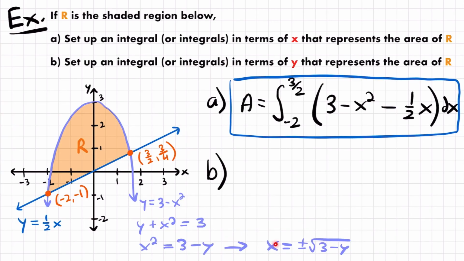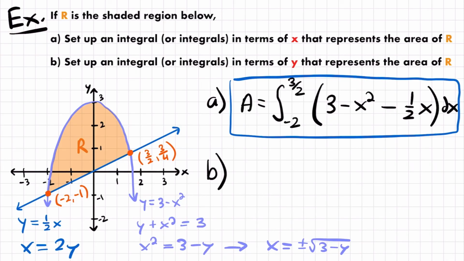Okay, so that's one of our equations, but now let's solve for x in this equation. We have y equals 1/2 times x. If we multiply both sides by 2, then we will have that x is equal to 2y. And so that one was a lot easier to get in terms of y compared to our previous equation. All right, but now that we have both of them in terms of y, we are now ready to set up our integral or integrals in terms of y to represent the area of this region.